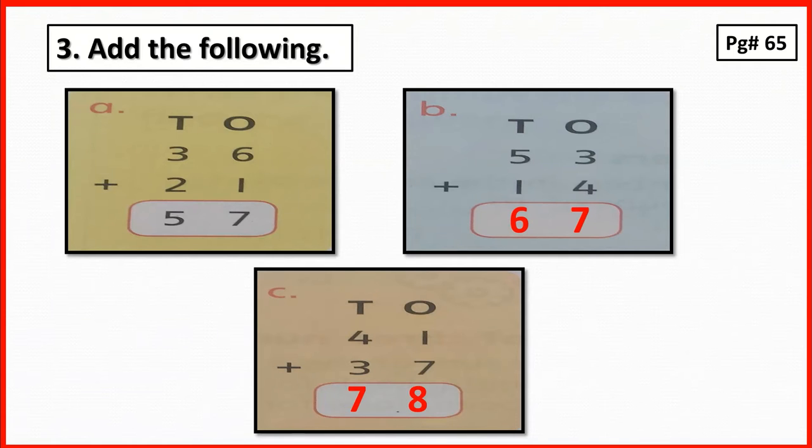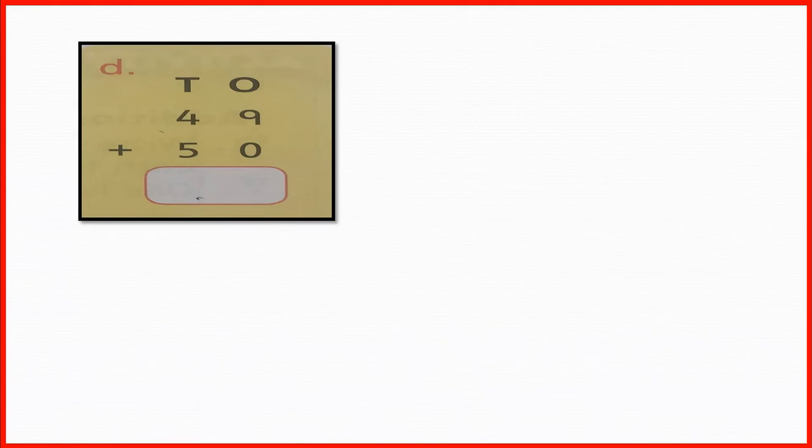The next one is add 50 into 49. Start with ones. When 0 adds into 9, what number comes? Do you know? Then tell me what number comes when 0 adds into 9? Yes, the number comes 9. Now add tens. When 5 adds into 4, then what number comes? Yes, 9. That means the answer is 99.